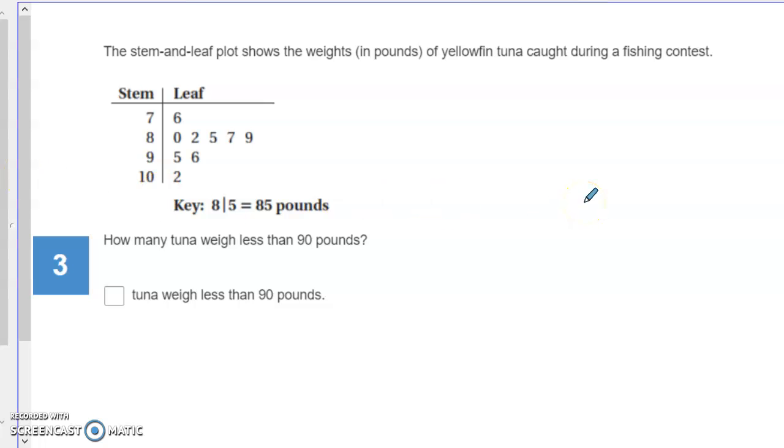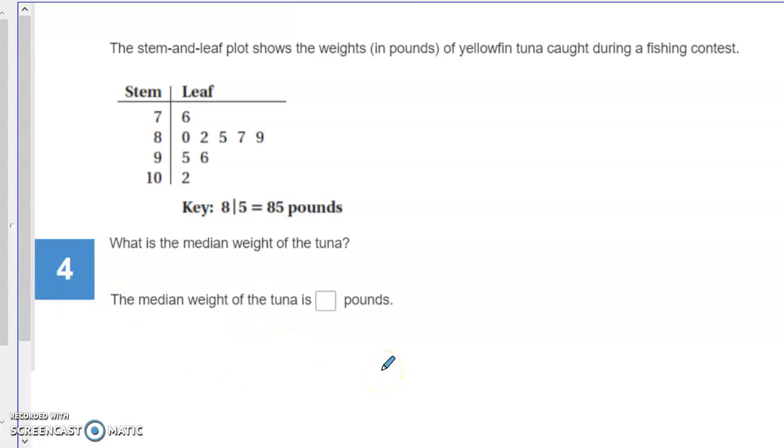Question number 3, the stem and leaf plot shows the weights in pounds of yellowfin tuna caught during a fishing contest. How many tuna weigh less than 90 pounds? So if I look at my stem and leaf plot here, these would be the ones that would weigh less than 90 pounds. So I would count 1, 2, 3, 4, 5, 6. 6 tuna would weigh less than 90 pounds for question number 3.